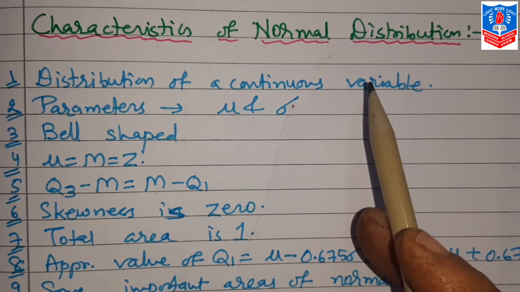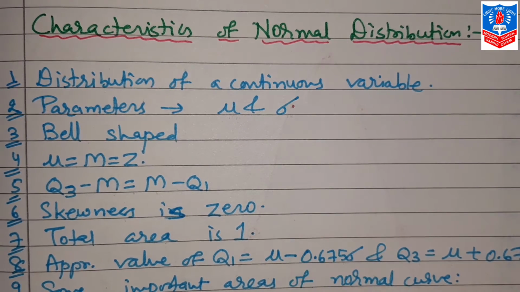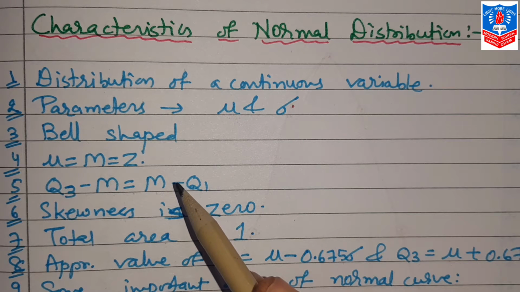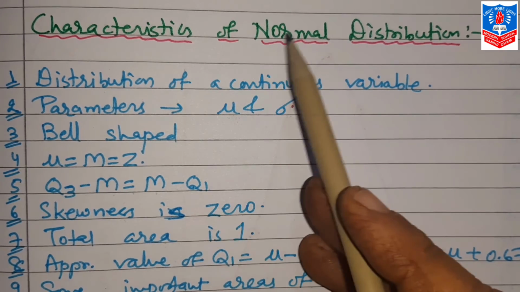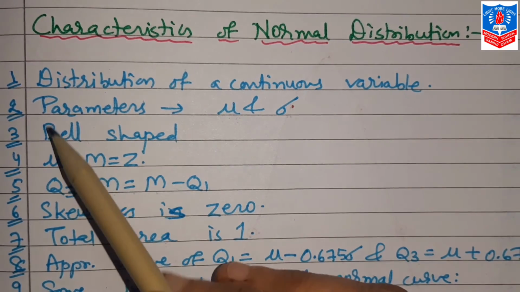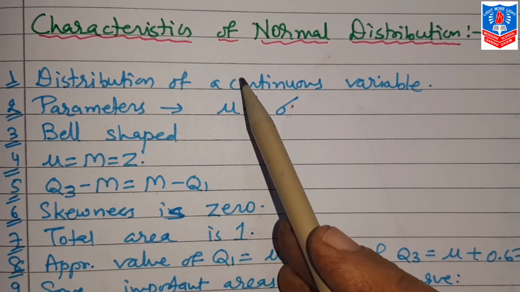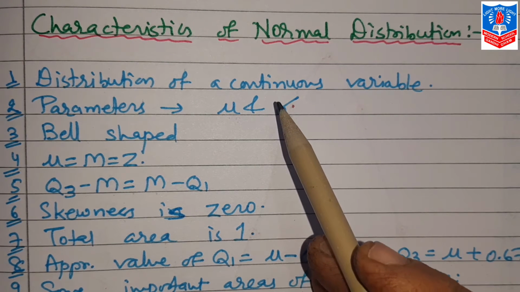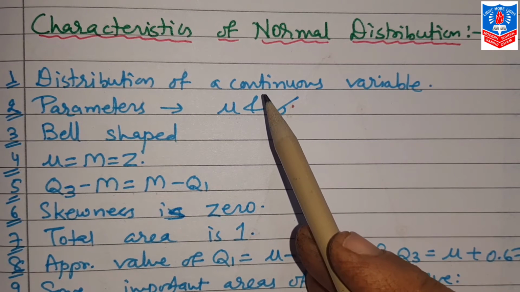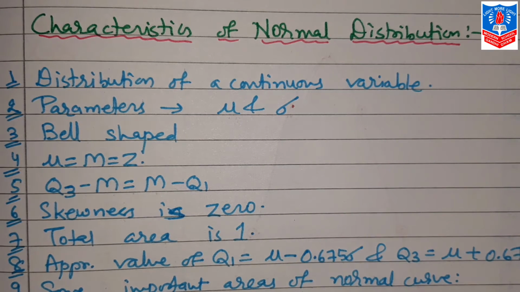And secondly, don't mix the points in these 13 points and in the standard normal distribution 5 points. So remember that. Let us start now with characteristics of normal distribution. The first characteristic is that it's a distribution of a continuous variable. Binomial distribution is of a discrete variable, and this normal distribution is of a continuous variable.